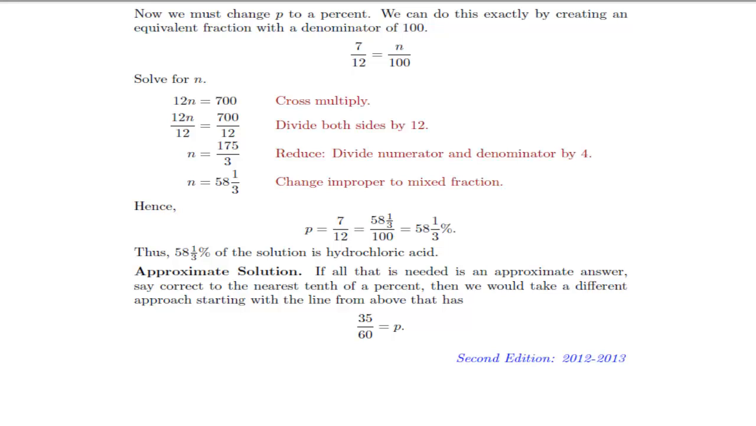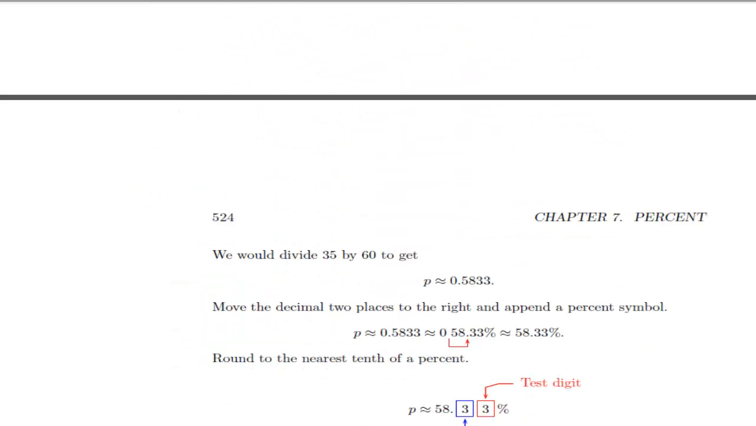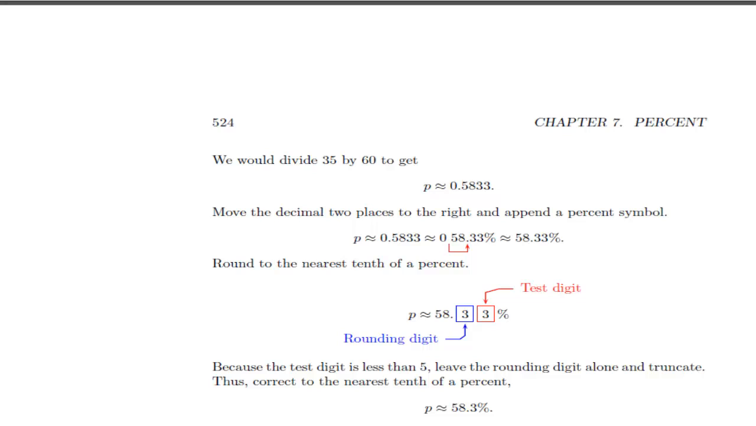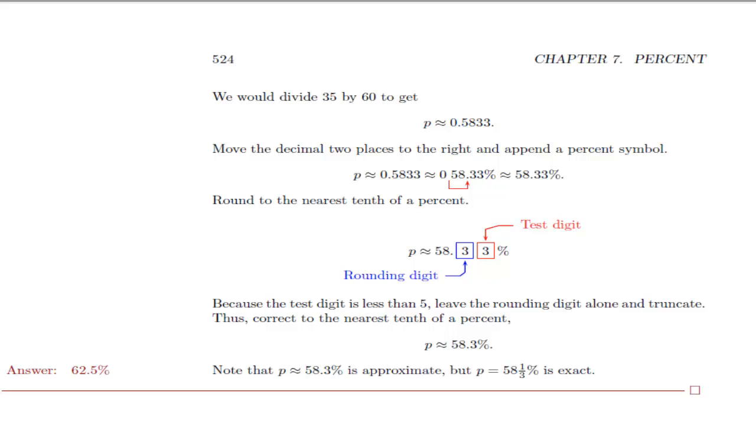Approximate solution. If all that is needed is an approximate answer, say correct to the nearest tenth of a percent, then we would take a different approach, starting with a line from above that has 35 over 60 equals p. We would divide 35 by 60 to get p approximately equals 0.5833, move the decimal 2 places to the right, and append a percent symbol to get 58.33%. Round to the nearest tenth of a percent. Because the test digit is less than 5, leave the rounding digit alone and truncate. Thus, correct to the nearest tenth of a percent, p approximately equals 58.3%. Note that p approximately equals 58.3% is approximate, but p equals 58 1/3% is exact.